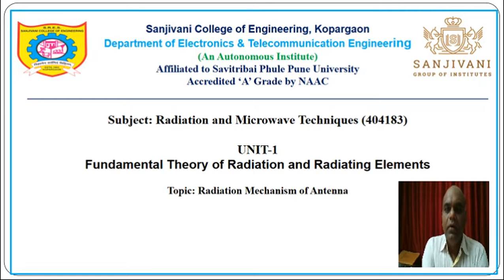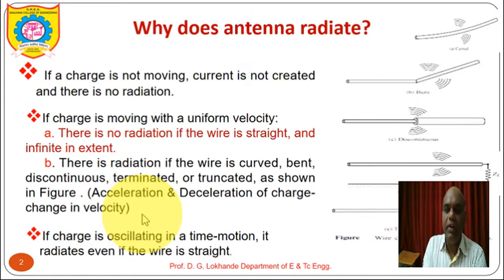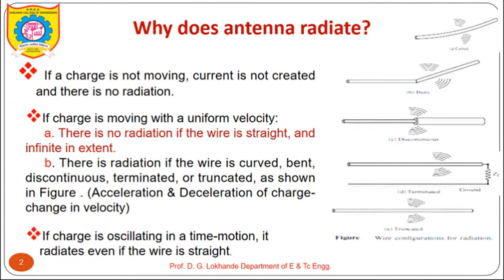Hello friends. Today we will see the topic radiation mechanism of antenna, which is the part of unit number 1. Now here we already defined the definition of antenna, and we know very well that the antenna is always radiating the signal. Then we need to understand how the particular antenna can radiate the signal in a free space medium. So here we need to observe why does antenna radiate. There are a few points one should understand properly.